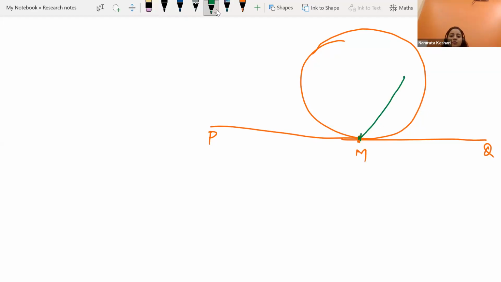Suppose we tried dropping the perpendicular at point M through any random point, any other point R. This is the perpendicular we are saying. Don't worry about the figure, that it doesn't look like a perpendicular. A contradiction we have taken, that we are dropping a perpendicular, and it is not passing through the center.